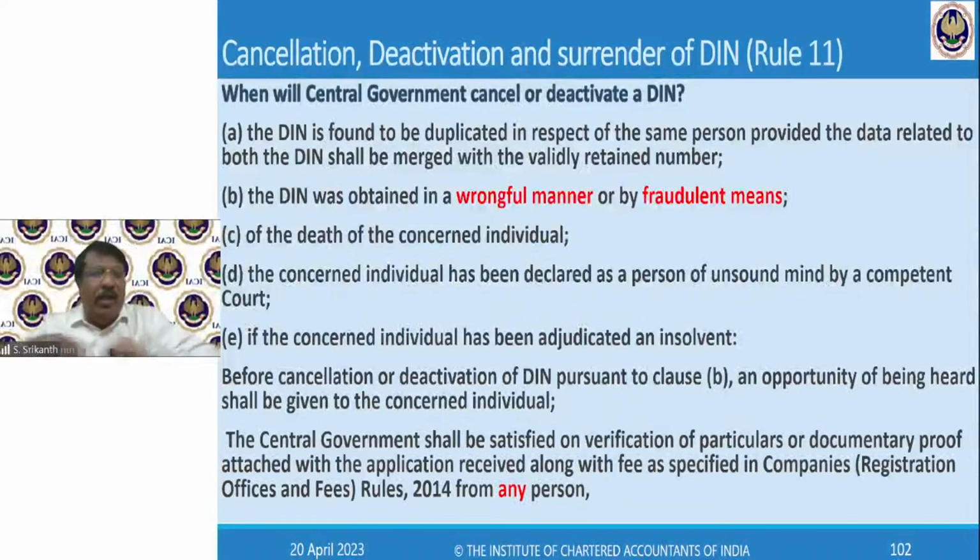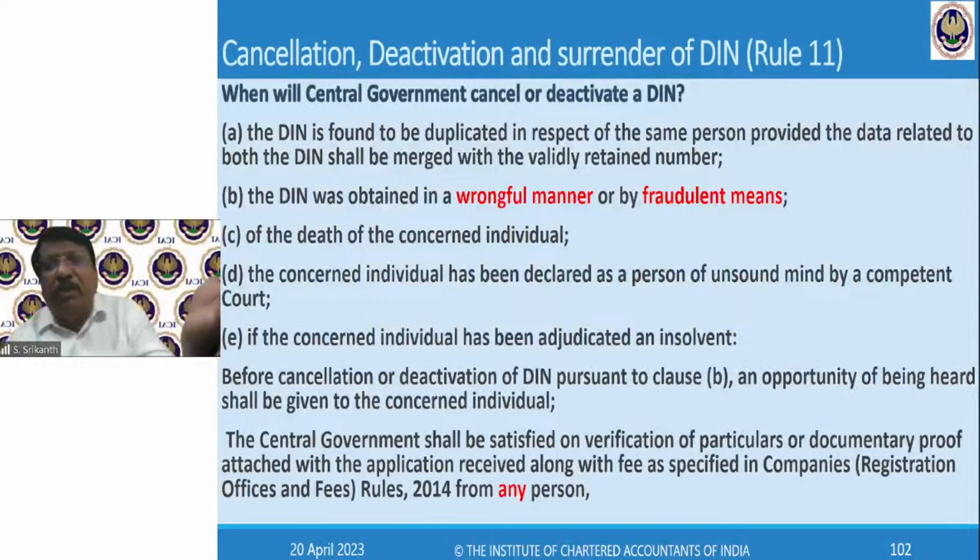So his DIN will be deactivated. He will automatically vacate office in all the companies where he is a director, automatically. So his DIN also will be deactivated. Before cancellation or deactivation, they may give an opportunity, and this is only for B. Please note it. A, C, D, E automatic. But B alone, why? Because everybody has to be given a reasonable opportunity of being heard.